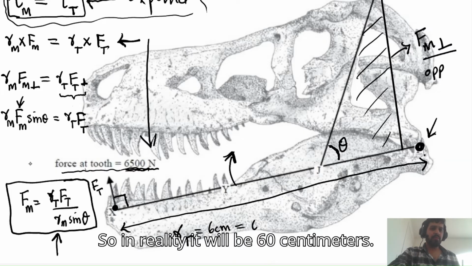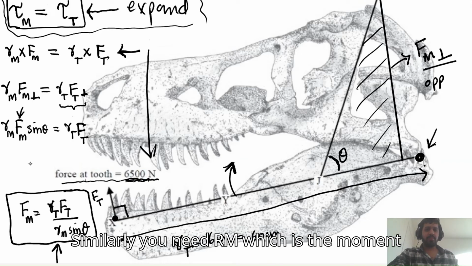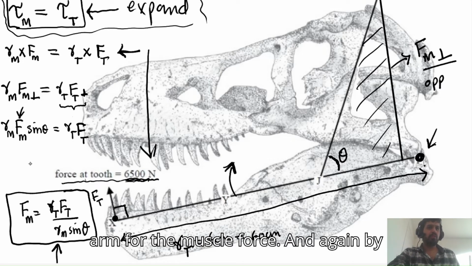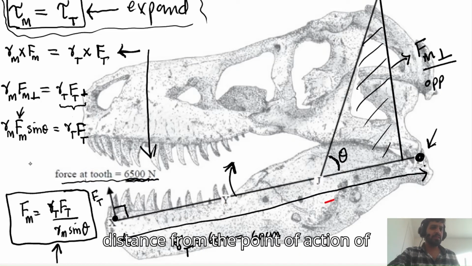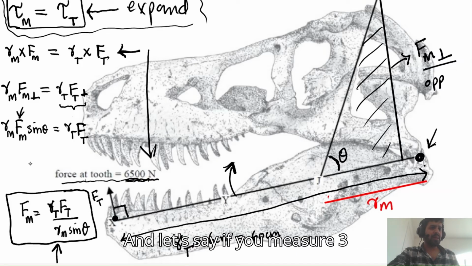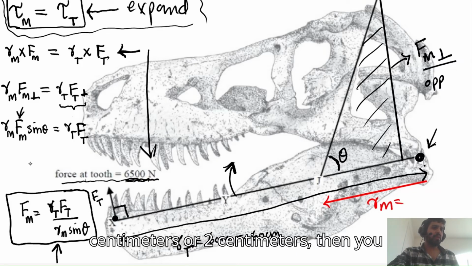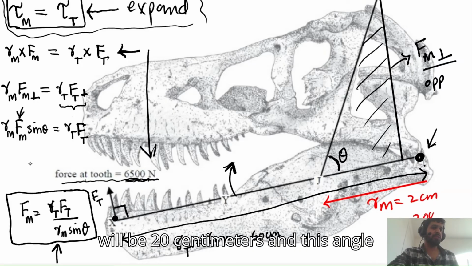So in reality, it will be 60 centimeters. Similarly, you need Rm, which is the moment arm for the muscle force. And again, by definition of moment arm, it is the distance from the point of action of force to the pivot point. So this is Rm. And let's say if you measure 3 centimeters or 2 centimeters, then you have to again multiply it with 10, and it will be 20 centimeters.